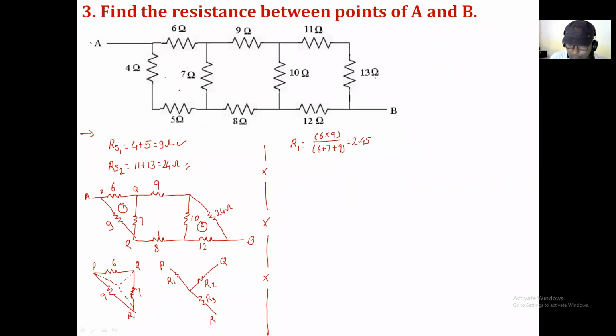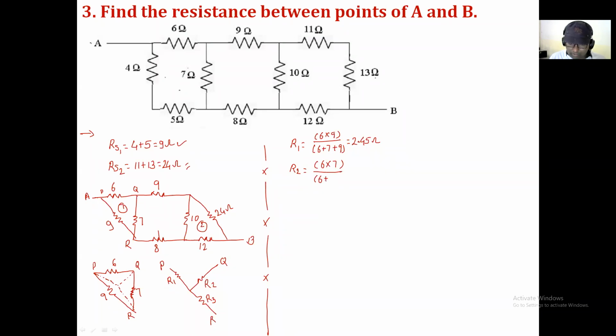2.45 ohm. Okay, then R2 is equal to R2. Look now, in the diagram it is connected to Q. Now come back to this Q again. Product of the two branches, can I say that 6 multiplied by 7 divided by sum of the three resistors.